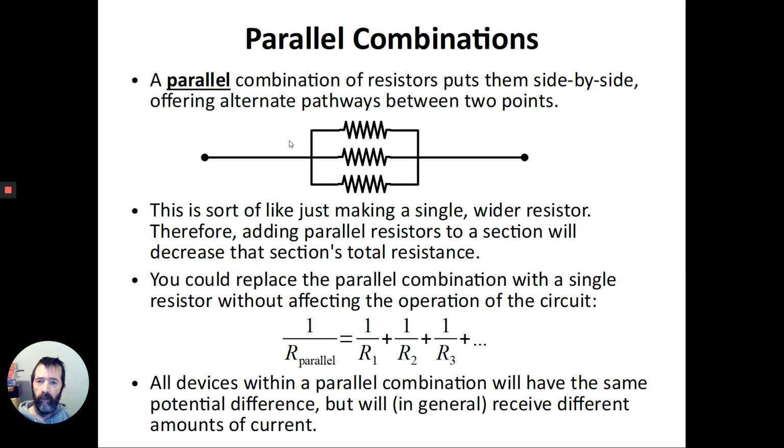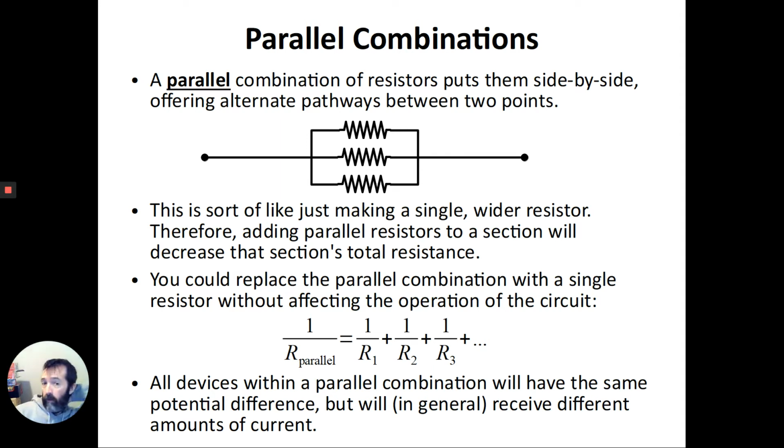But unlike in the previous diagram, here, any given electron that you follow through the circuit is only going to go through one of these 3 resistors. It might go through the top, or it might go through the middle, or it might go through the bottom, but it's only going to go through one of them. Unlike in the series combination, where each electron that flows through has to go through all 3 of the resistors. So a parallel combination is about these alternate pathways.